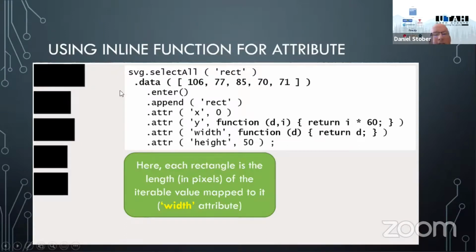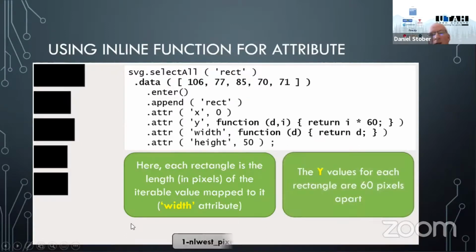And so now I have it so the rectangles aren't lying on top of each other, and I have them all in such a way that they each are different depending on the data that's in there. And this example is on the website that I showed you, on my own website, and it's example number 1 and then dash NLWest underscore pixels. So you can take this out and play with it as you want.